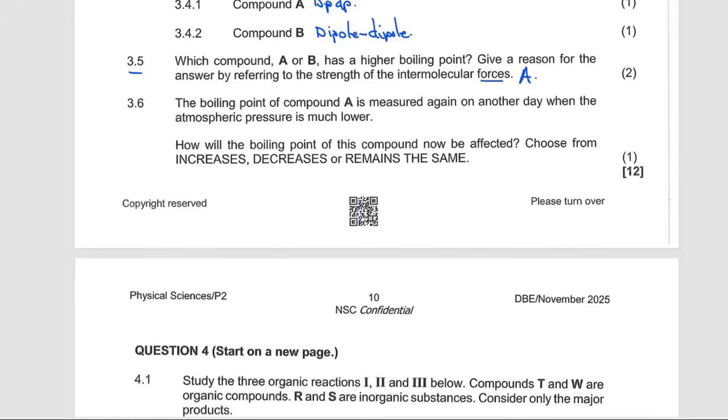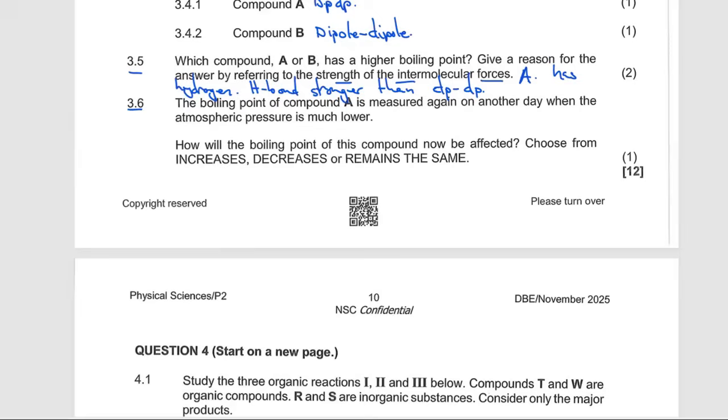Automatically we know it's going to be A. Why? Because our A is going to have hydrogen bonds. A has hydrogen bonds. So by referring to the strength of the intermolecular forces, hydrogen bonds, and then we conclude by saying hydrogen bonds, H bonds, are stronger than dipole forces. So I'm going to just write dp there for dipole forces.